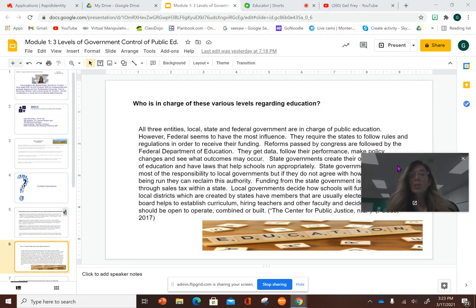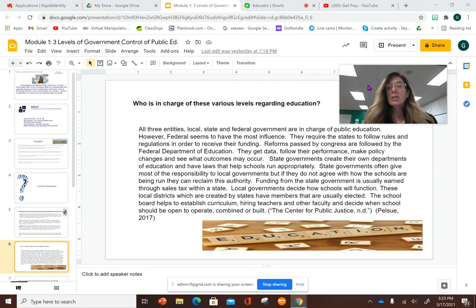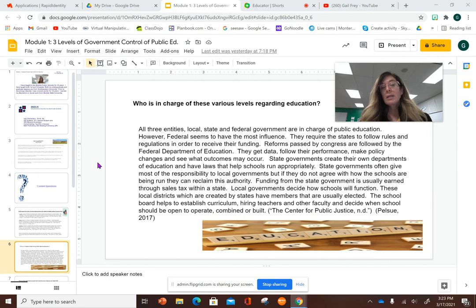Who is in charge of these various levels regarding education? All three entities, local, state, and federal government, are in charge of public education. However, federal seems to have the most influence. They require states to follow rules and regulations in order to receive their funding. Reforms passed by Congress are followed by the Federal Department of Education. They get data, follow their performance, and make policy changes and see what outcomes may occur.